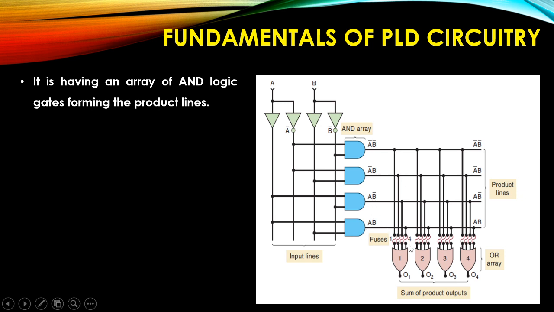And on the extreme right side we can see there are four OR gates, which have multiple inputs, and those four OR gates, or we can say the OR array, will produce the sum of product terms. Now if you closely look into the diagram, all the inputs of the OR gate O1 are connected to all the min term lines. Again, O2 is also connected in a similar fashion, O3 is also connected in a similar fashion, and also O4. So this is the picture which refers to the initial state of any programmable logic device.